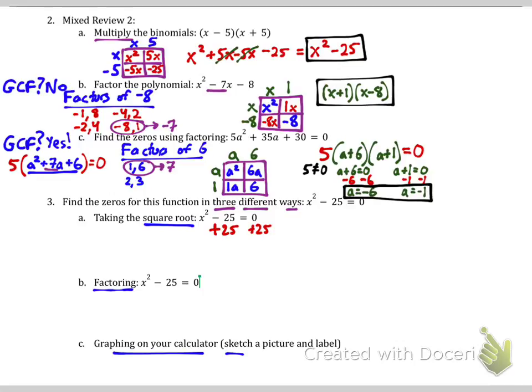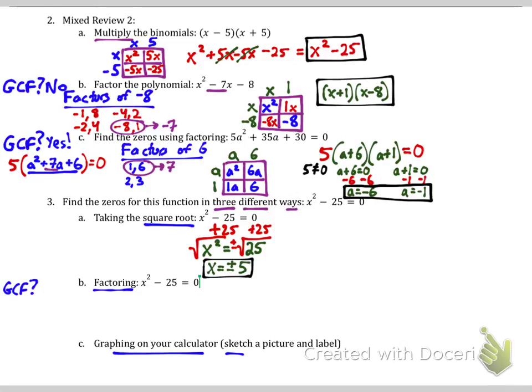To take the square root, we need to get x squared by itself. So let's add 25 to both sides. So x squared is by itself. X squared equals 25. Then we take the square root, and always, always, always put plus or minus when you take a square root. So our answer is x equals plus or minus 5. That was pretty fast and painless.